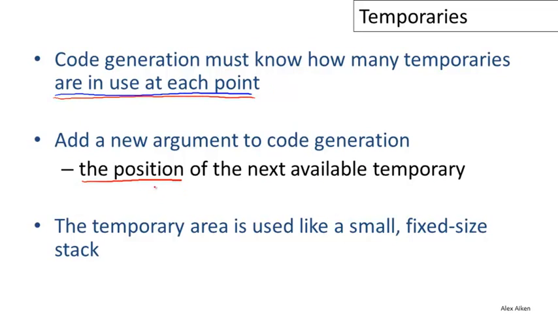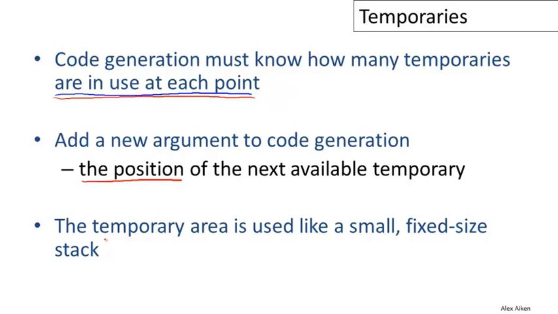So as temporaries get used up, this argument to code generation will change and will allow other expressions to save their values in safe places without stepping on temporaries that have already been saved by other expressions. And as you'll see in a moment when we do an example, the temporary area of the activation record is going to be used like a small fixed size stack. Essentially, we're going to have the same stack discipline that we had before, only all the computation of what offsets to use has already been done by the compiler.